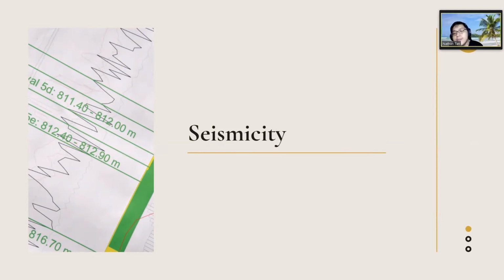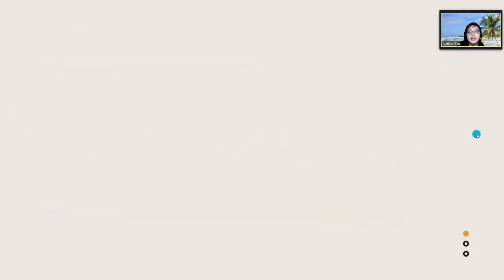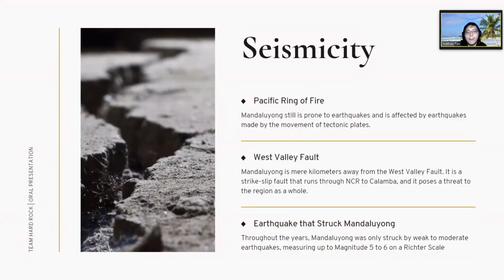Now on to seismicity. Mandaluyong is still prone to earthquakes and is affected by earthquakes made by the movement of tectonic plates because it rests on the Pacific Ring of Fire. Aside from that, Mandaluyong is mere kilometers away from the West Valley Fault. It is a strike-slip fault that runs through NCR to Calamba, and it poses a threat to the region as a whole, the whole NCR.